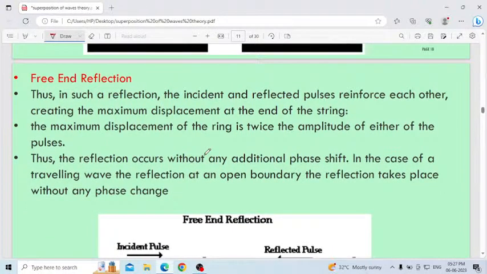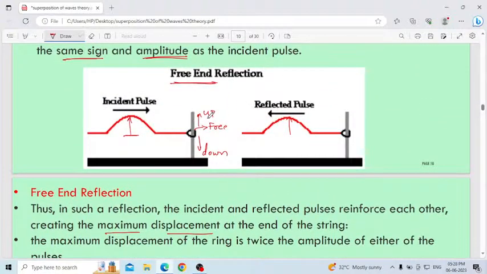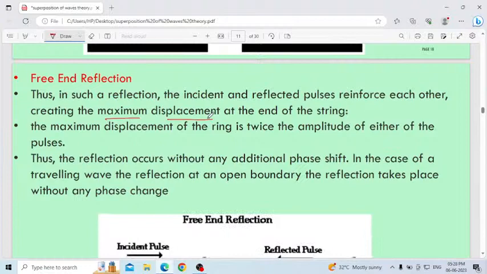Let us consider the points. What will happen in the free end reflection? In such a reflection, the incident and reflected pulses reinforce each other, creating the maximum displacement at the end of the string. But in the case of a fixed end reflection, there is no displacement. That one you have to remember. In the case of free end reflection, you can observe a maximum displacement.